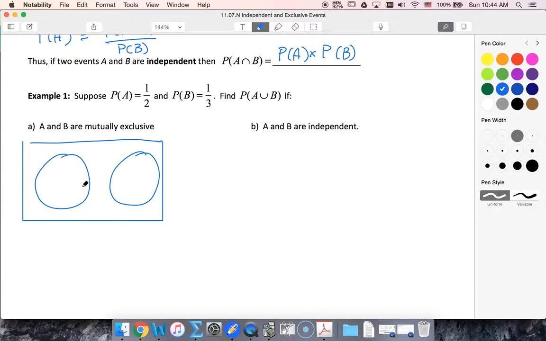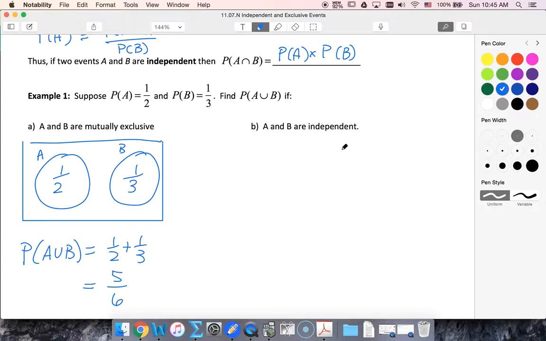So I have two open circles, and I could just fill in what my probability of A is. So here's A. My probability of B is 1/3. So if I want to find A union B, well, with mutually exclusive, I'm just adding those two things up because there is no intersection. That would give me 5/6.